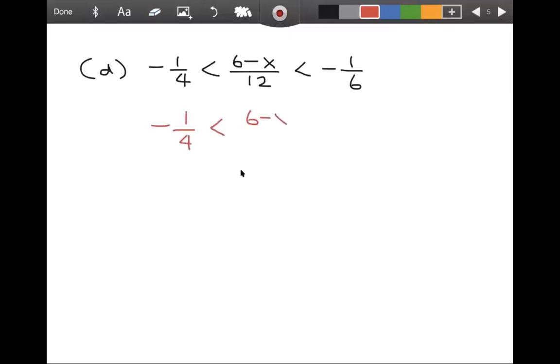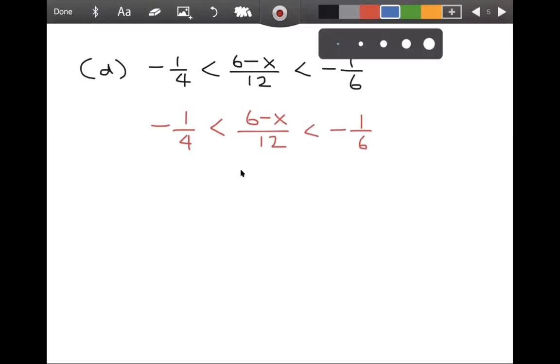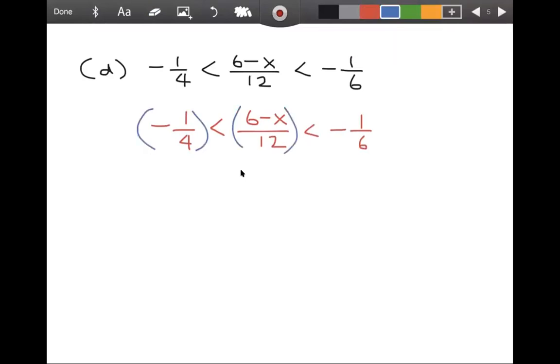-1/4 is less than (6 minus x) over 12 is less than -1/6. Okay, so now I'm going to multiply all three parts by 12. Let's start in the middle. In the middle, the 12s completely cancel and just leave 6 minus x. On the left side, 4 goes into 12 3 times. 3 times -1 is -3. And on the right side, 6 goes into 12 2 times. -1 times 2 is -2.